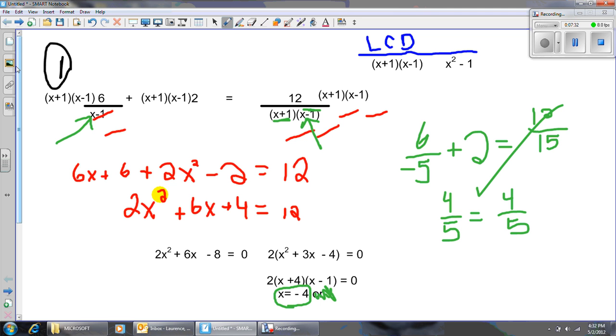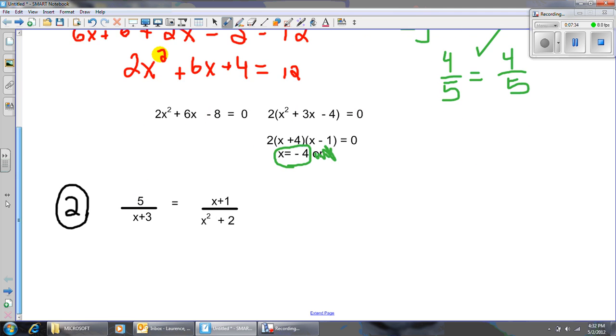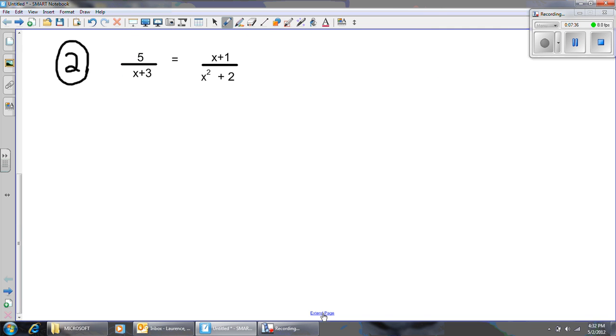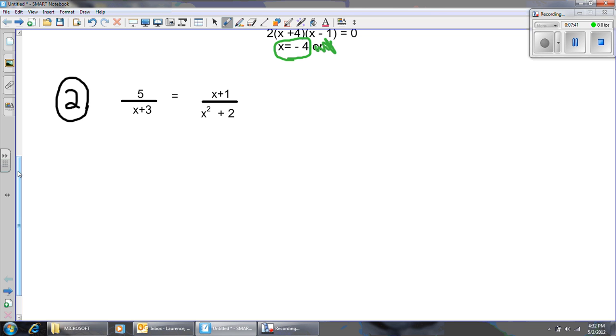There you go. All right, let's look at one more example here. This one I'm going to do differently. I could multiply through by the LCD, but I'm not going to. Instead, on this one, remember a couple days ago somebody asked me, when do you cross multiply? I have a fraction equal to another fraction, and there are variables. Now it's time to cross multiply.